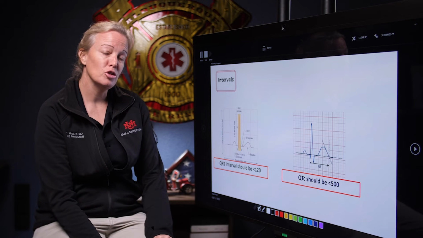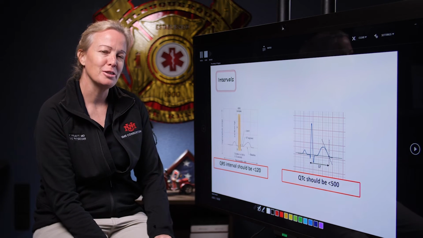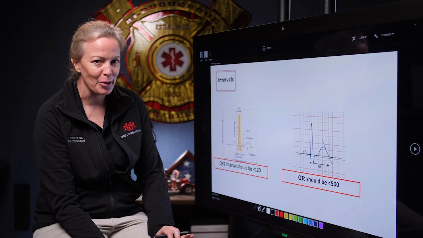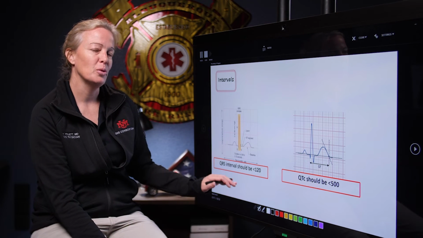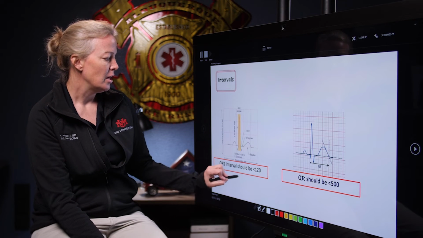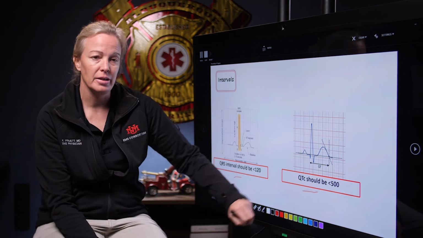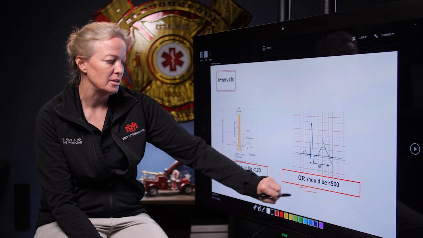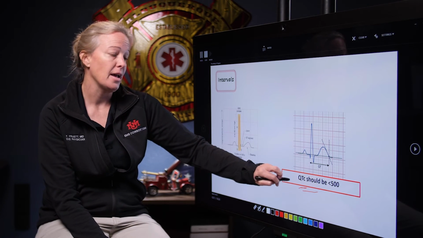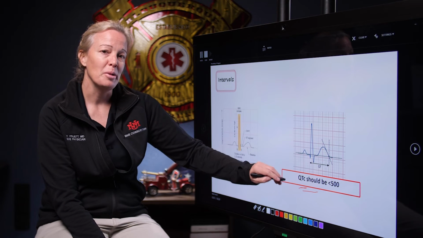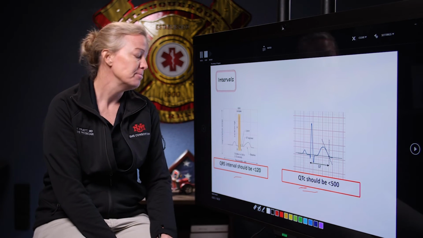Next, we move on to intervals. I would argue everybody likes to look for STEMIs, and those are very important, I would agree. But things that we can affect in terms of importance that tends to get overlooked, I would argue that these two things are very important, especially our QTC. This is one of the first things I look at when I get handed a 12 lead, because I have the ability to either make that worse or make it better by the medications that I give.